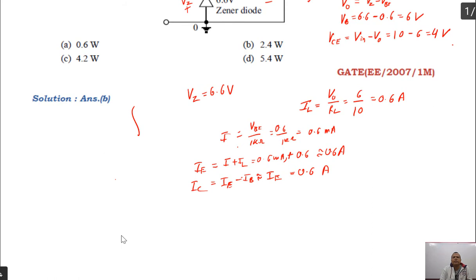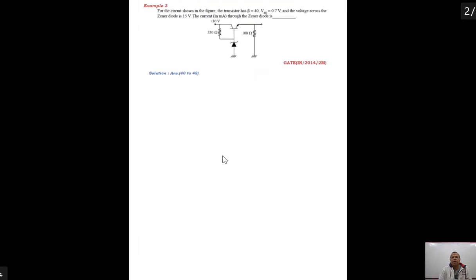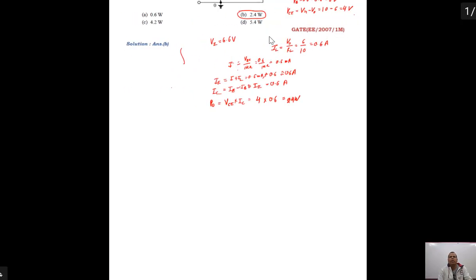how to proceed? We have obtained collector current. So, we have obtained voltage VCE. So, the power dissipated will be equal to voltage VCE multiplied by current IC. Voltage VCE is 4 volt, current IC is 0.6 ampere. So, that gives you 2.4 watt. So, answer B is there. So, that is how we find the power dissipated. Now, let us see the next example.